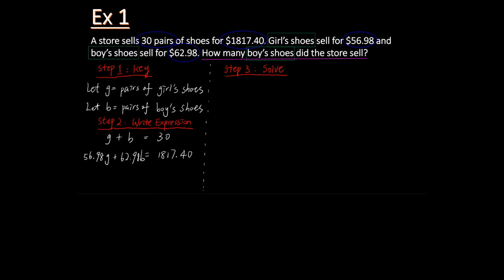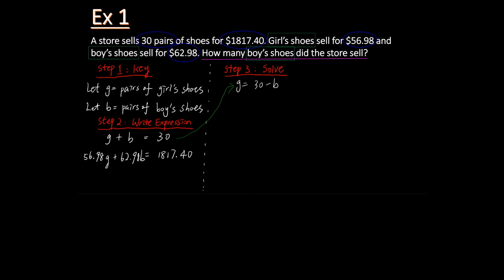We can choose either the substitution method or the elimination method to solve it. The variables G and B in the first equation have a coefficient of 1, and I can easily write a variable by itself alone, so I choose the substitution method. In addition, the question is asking for the number of boys' shoes, so I can substitute girls' shoes with boys' shoes. Here I can rewrite the first equation as G equals 30 minus B.